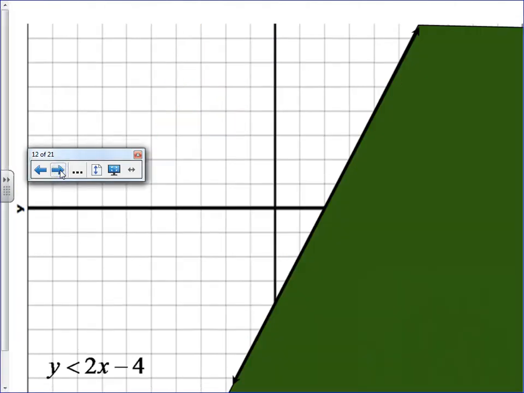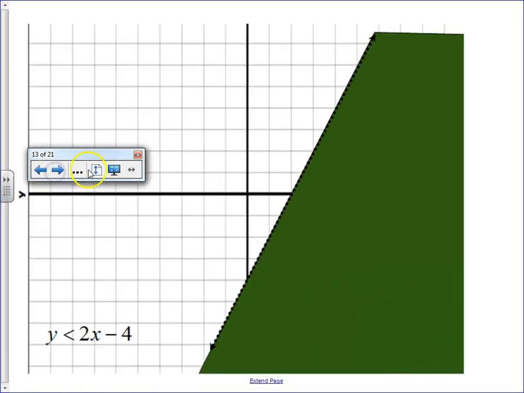So we'll talk about that and talk about how we shade that whole side, because we know everything on this side is going to be a solution. Just like in a number line, we drew our arrows representing which way on the number line were solutions. And then there's a difference here between when we have a line when it's not equal to. We have a dashed line. I'll talk about that as we go along.